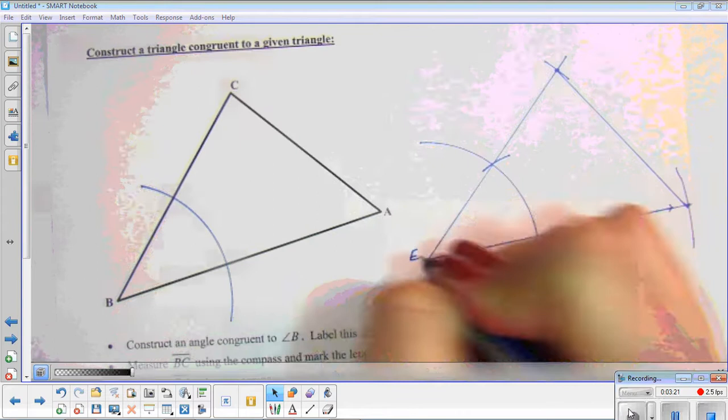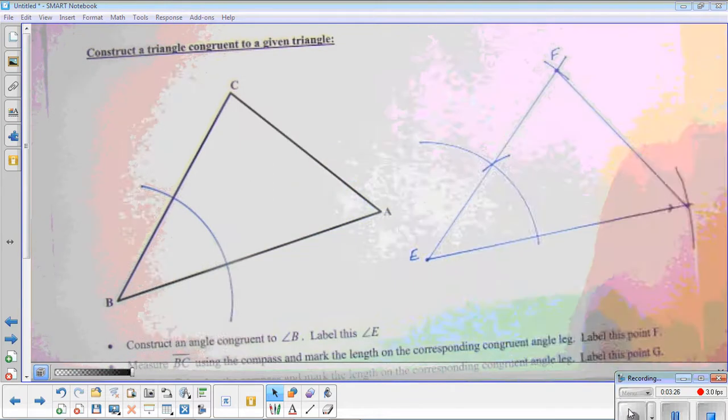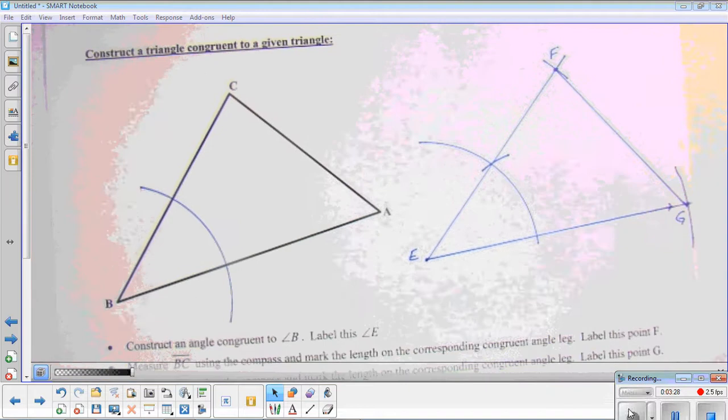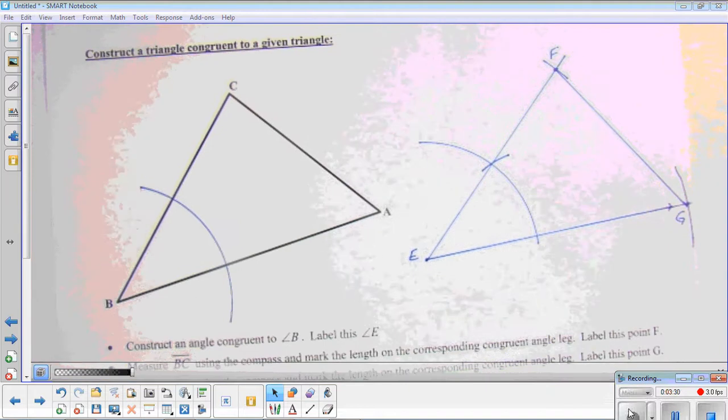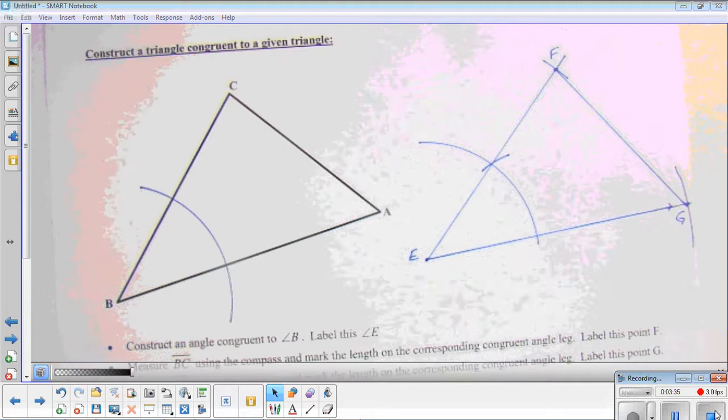I'll label that point E and create these two new points out here, F and G, giving me triangle ABC congruent to triangle GEF. Please make sure you try that one on your own.